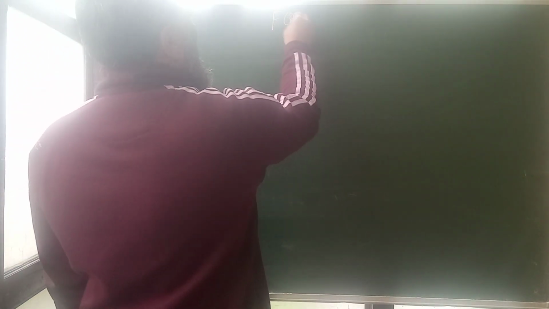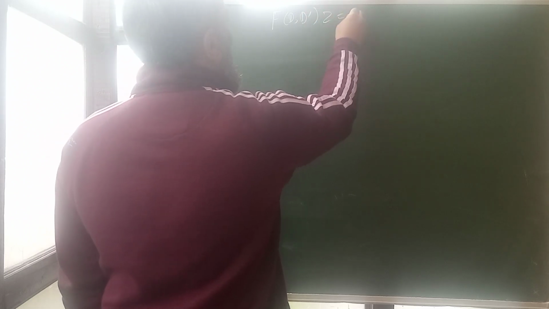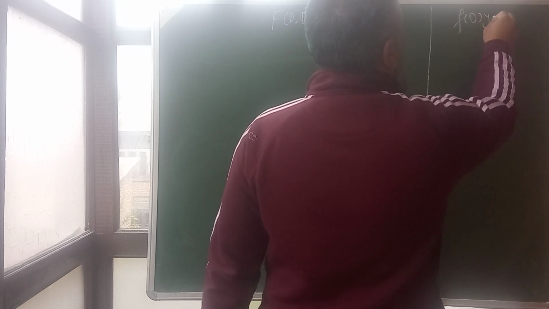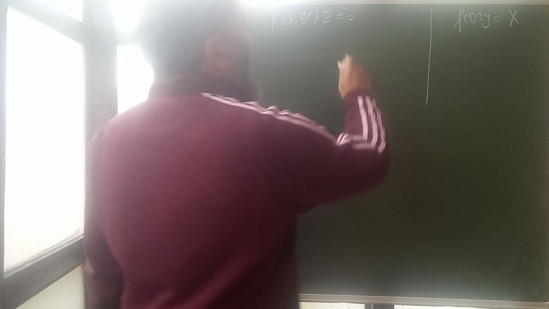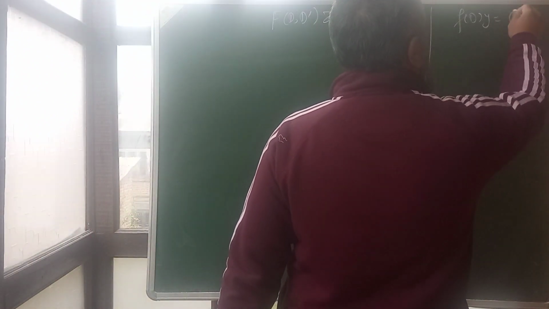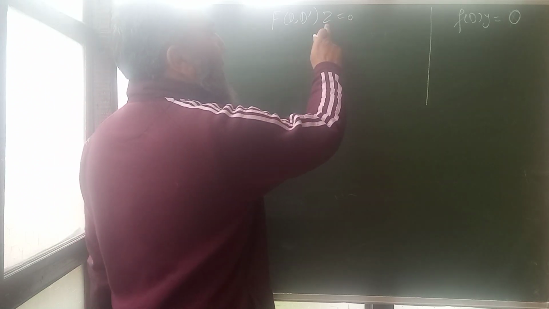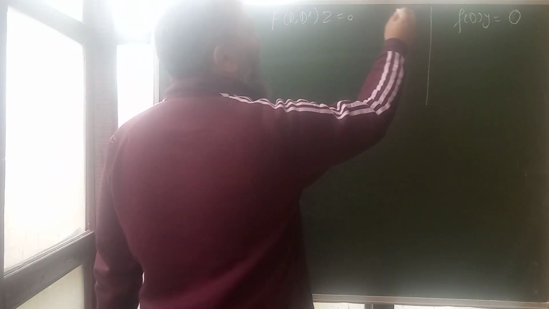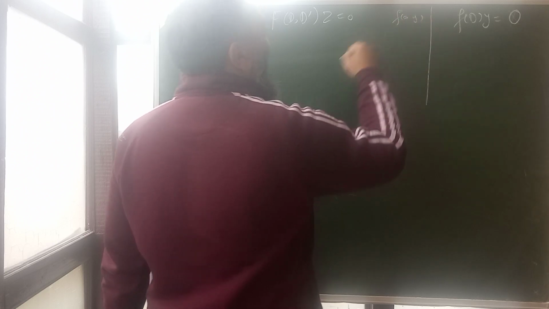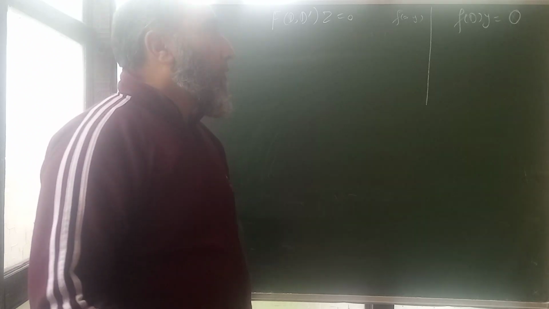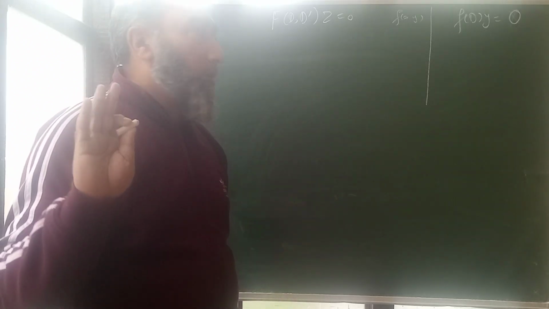See, you have f(D, D dash) operating on z equals 0. In your first semester, you were having f(D) operating on y equals some function of x. Let me take up right hand side 0 in this case also. Otherwise, I have f(D, D dash) operating on z equal some function of x, y, right? But I am taking right hand side 0. When it will be a function of x, I have to find the particular integral. I will be finding only the complementary function right now.